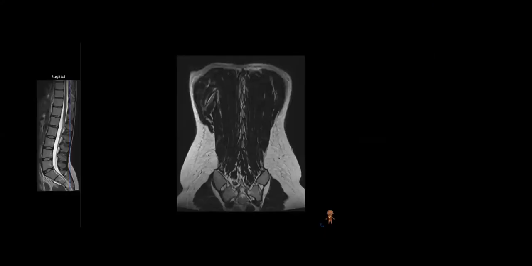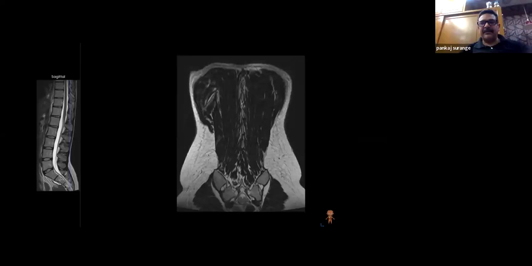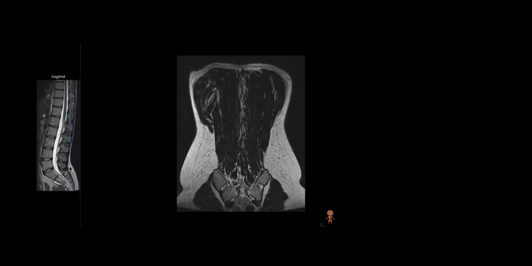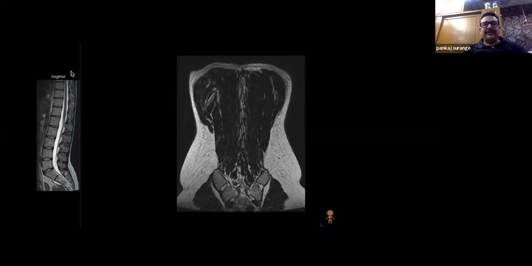No, sir. Okay. Now, if you look at this MRI section, can you see this blue line here? Yes, sir. This section is taken from this part of the spine, and what we are getting from this section is this part. So what section is this?